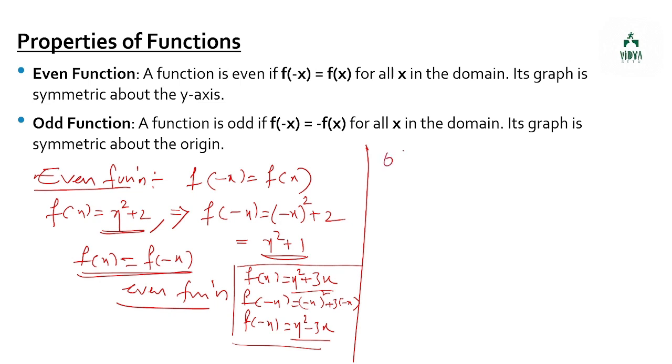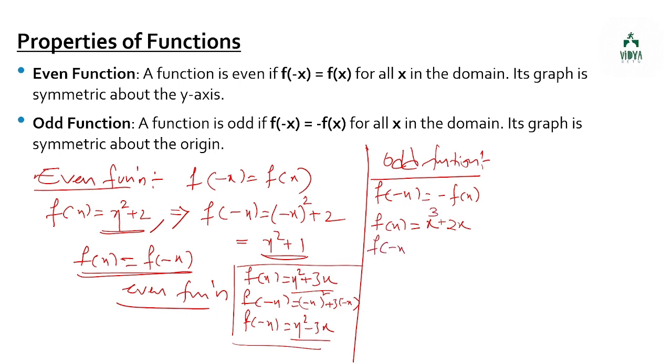Now what is an odd function? If f(-x) = -f(x), then that is an odd function. Let's take an example and you'll understand. Take f(x) = x³ + 2x. f(-x) = (-x)³ + 2(-x) = -x³ - 2x = -(x³ + 2x).